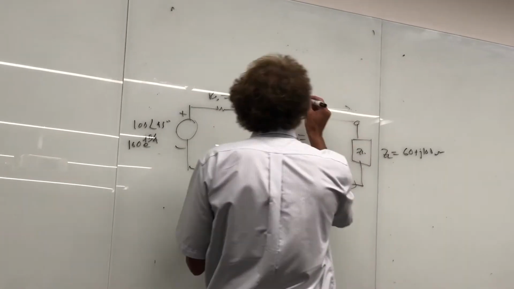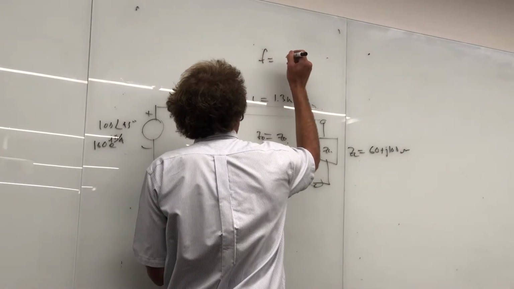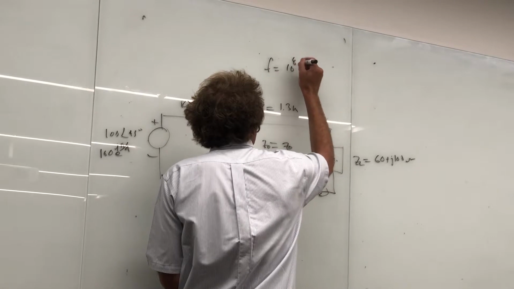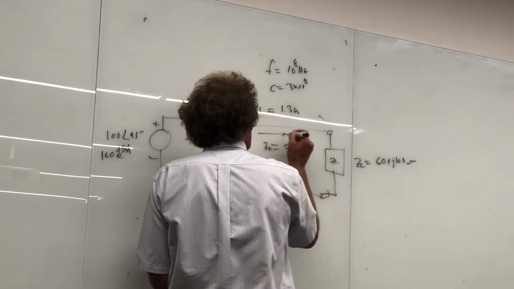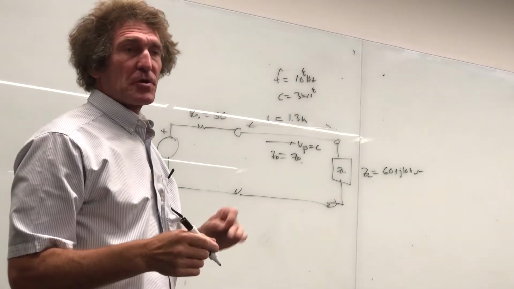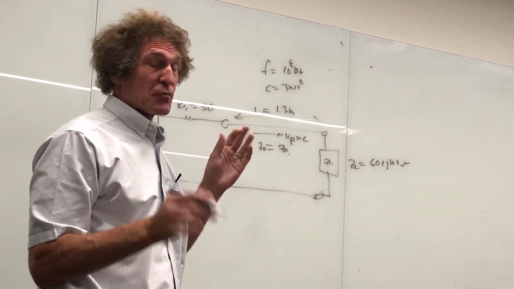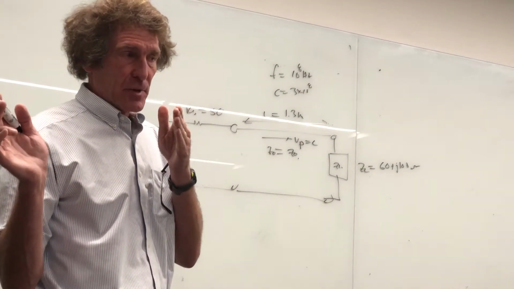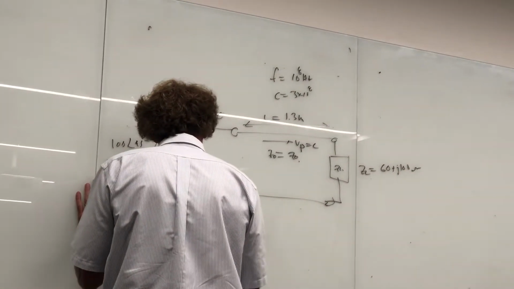And the length of the line? 1.3 meters. And the frequency? 100 megahertz. C is 3 times 10 to the 8th, and the velocity on the line is C. So we're going to go through this problem and make sure you catch where you made the mistakes, because it's really important that you can do a problem like this without error, since it's a building block kind of problem.